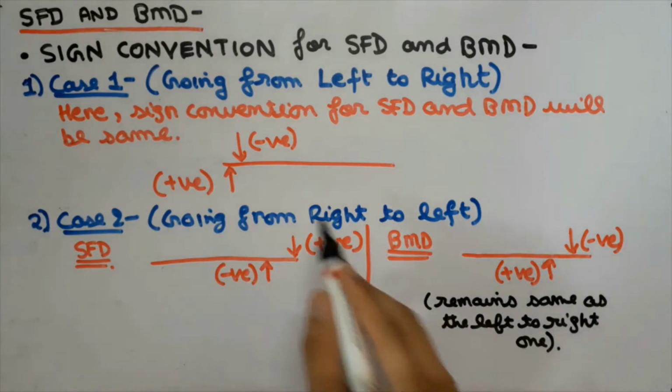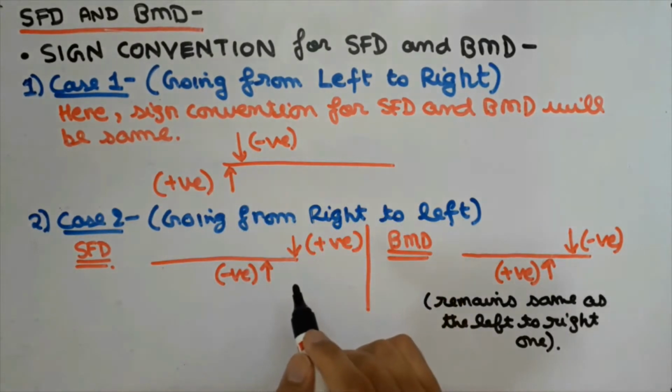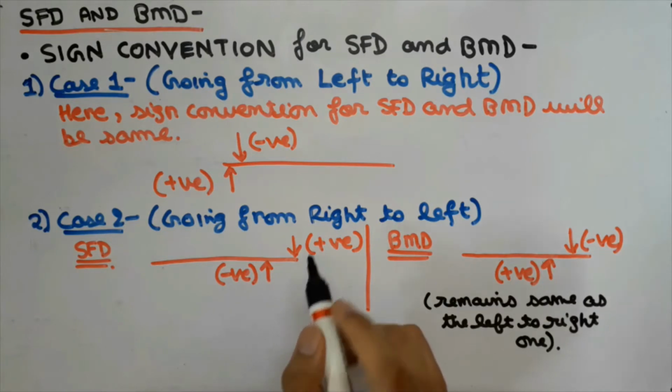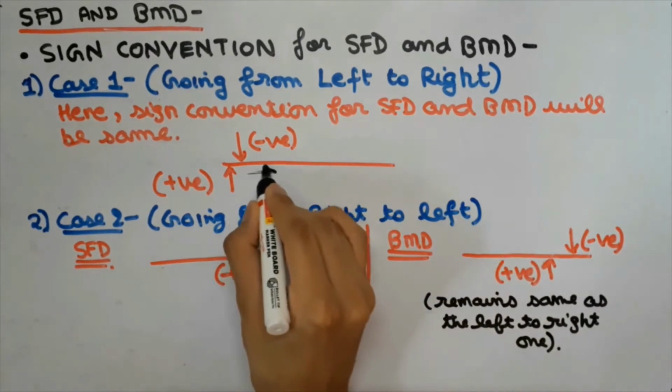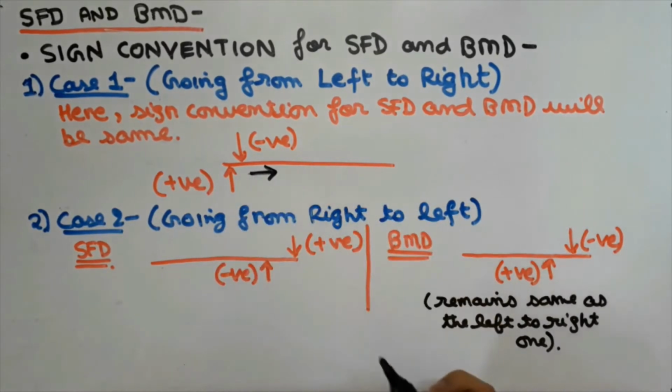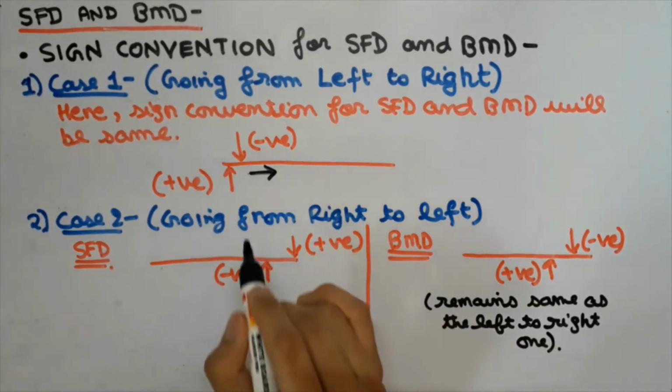Now suppose that a beam is given to us and we have to find the SFD and BMD while going from left to right. That is, we will go from the left end of the rod or the beam to the right side. For that we have the sign convention like this.